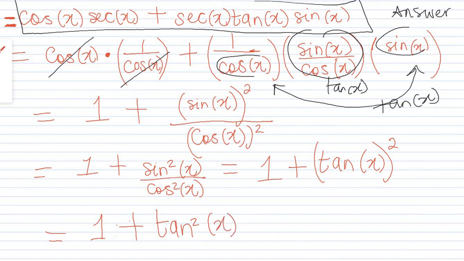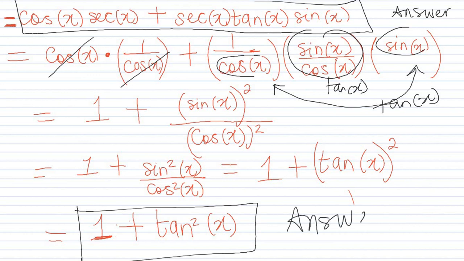So this is what is going on right here. And the reason why I keep cleaning it up is because, for example, if your teacher gives you the expression 1 plus tan squared x, is that not easier than looking at the top expression, cosine x multiplied by secant x plus secant x times tan x times sine x? That's a lot of information. But if you can just do the second one, which is just 1 plus tan squared x, you don't have any problems. This is the best answer I would recommend.